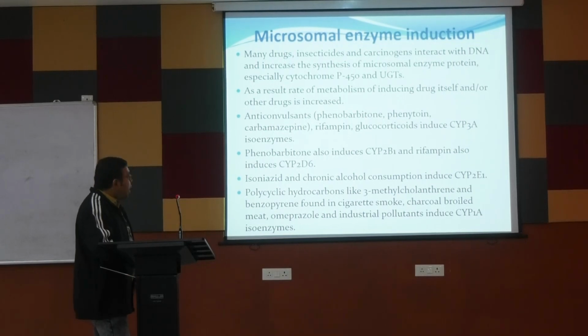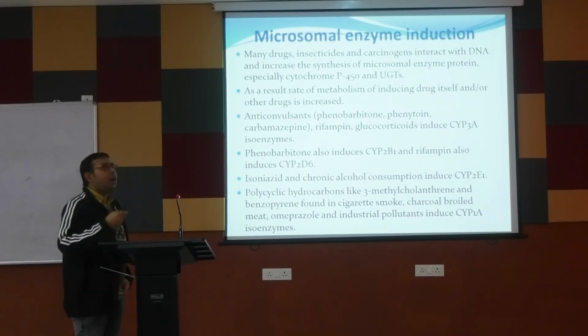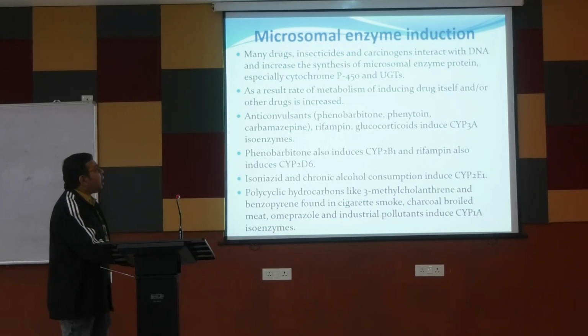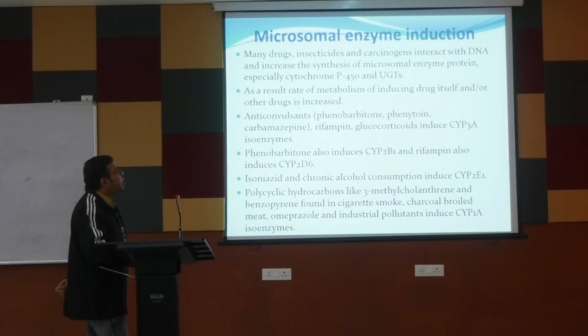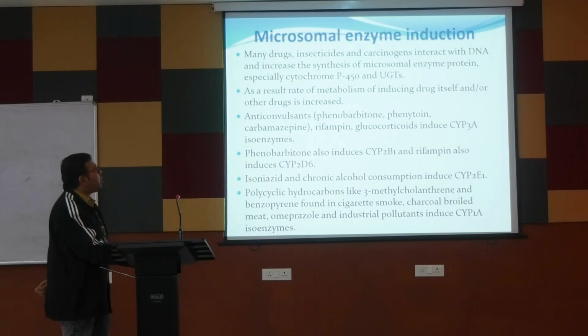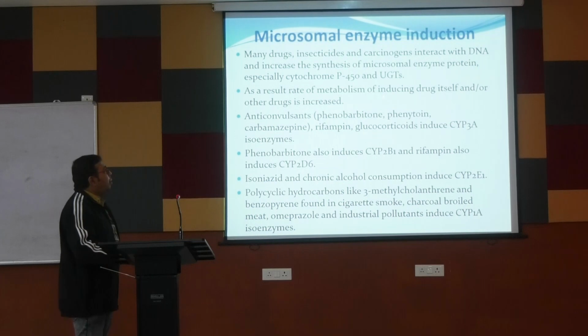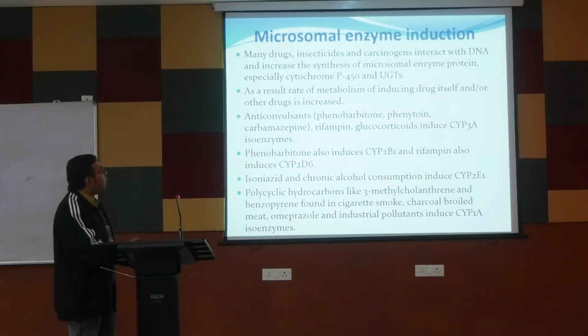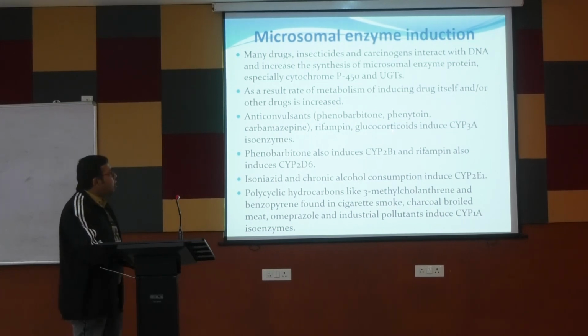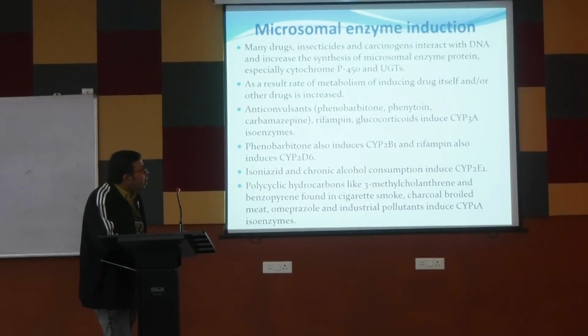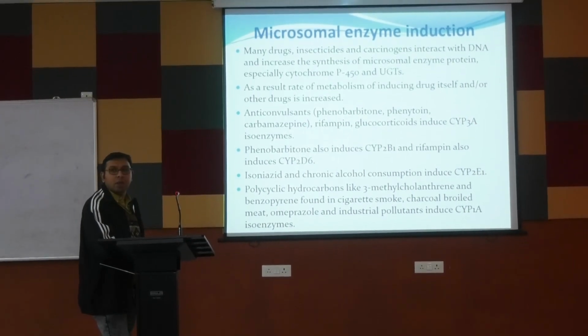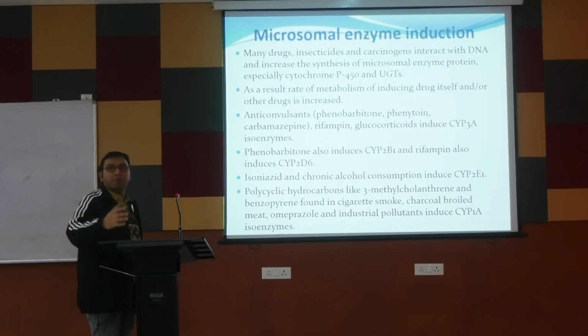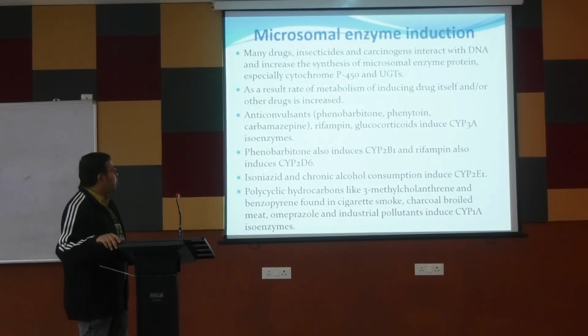Next, coming to the microsomal enzyme induction, just the opposite of inhibition. So insecticides and carcinogens interact with DNA and increase the synthesis of these enzyme proteins, especially the cytochrome P450 and UGTs. So as a result, the metabolism of the inducing drug itself or other drugs is increased. There are different anticonvulsant drugs like phenobarbital, phenytoin, carbamazepine, rifampicin, glucocorticoids, etc. They can induce the cytochrome 3A isoenzymes. So these are the examples of induction of the isoenzymes.